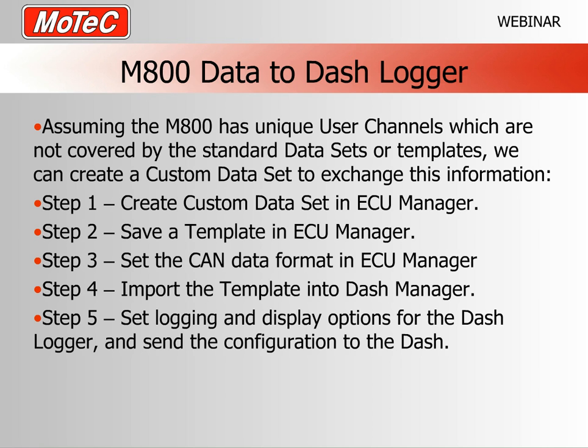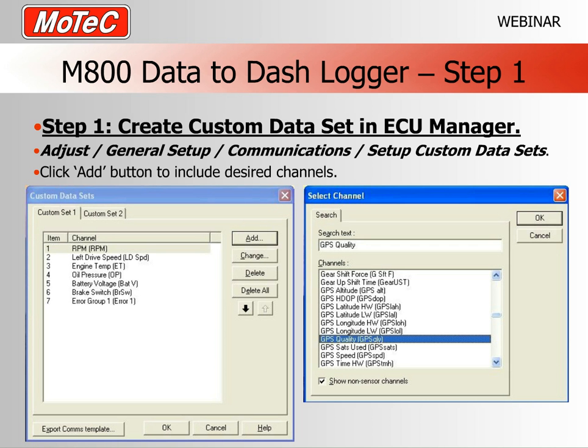So the 5 steps to get M800 data across to a dash logger are simply, firstly, that you must create a custom data set in your ECU Manager, which is the PC program that operates the 100 series ECU. Save that template, then set the CAN data format in ECU Manager, and then you go across to the Dash Manager software and you import that template into the Dash Manager, and finally you set your logging and display options for the dash logger, and make sure that you send that configuration file to the dash or it won't actually be effective. So now we'll go through each of those steps in turn.